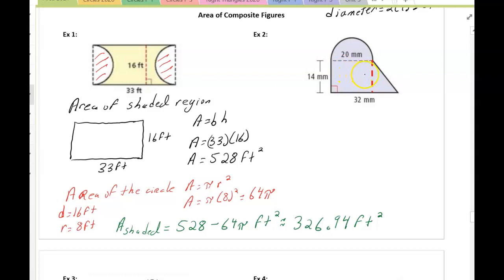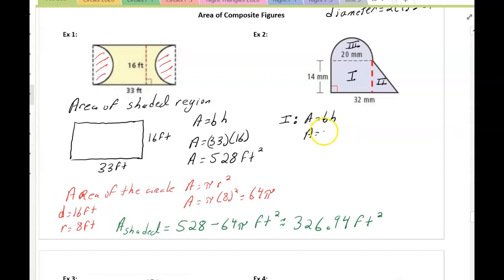So in problem number 2, I see 3 shapes. I see a triangle, I see a rectangle, and I see half of a circle. So I label them 1, 2, 3. So section 1 is a rectangle, and the area is base times height.